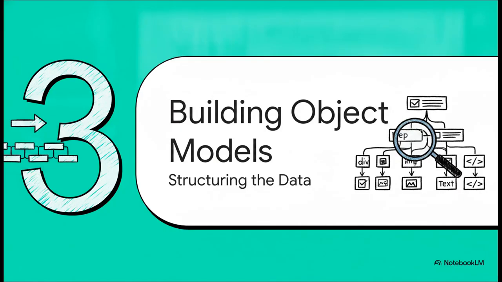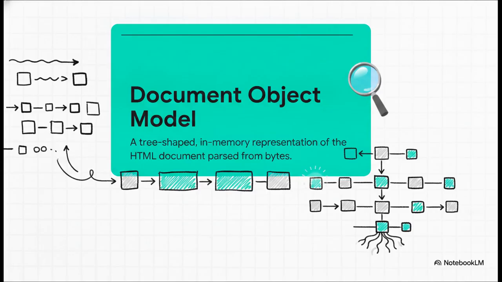Section 3, building the object models. This is where we finally start structuring the data. The browser receives those raw HTML bytes, and the heavy lifting begins. It converts those bytes into characters, then tokens, and instantly into nodes, parsing top to bottom to build out the document object model, or DOM.